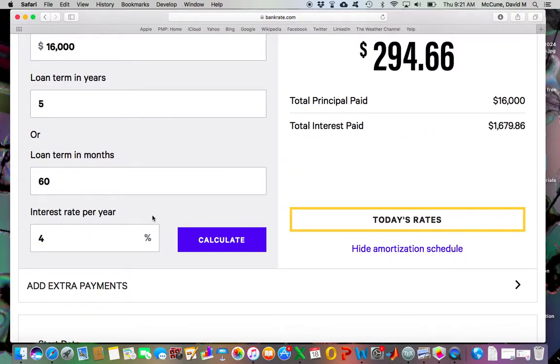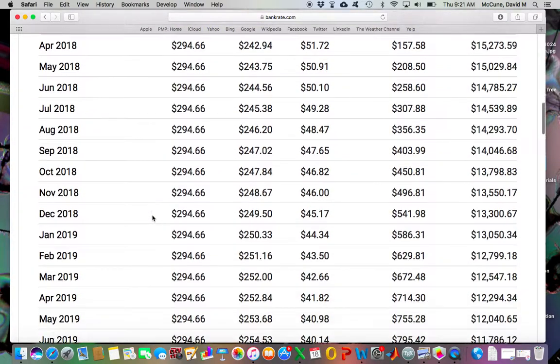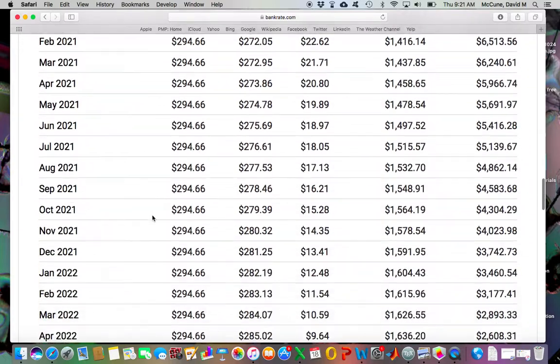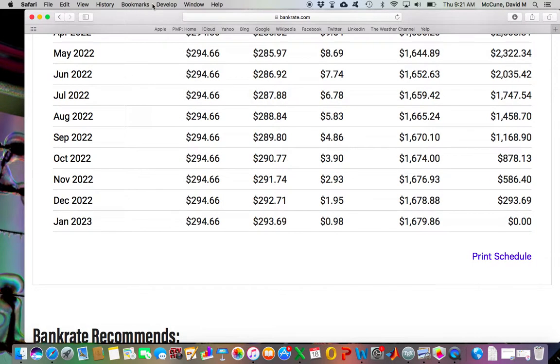So assuming he doesn't take the offer from the bank, so assuming he keeps this 4% APR through the life of the loan, the amount of interest he will pay is, scroll down, 1679.86. Okay, so he's going to pay roughly $1,700 in interest if he does not accept this offer from the bank.